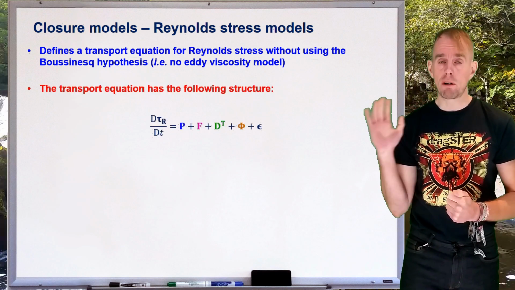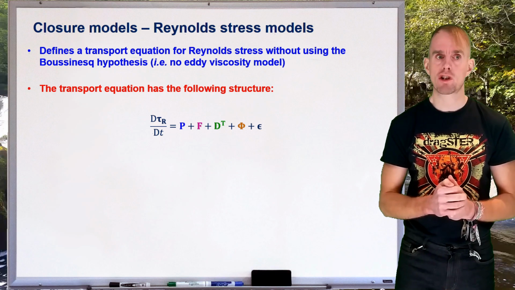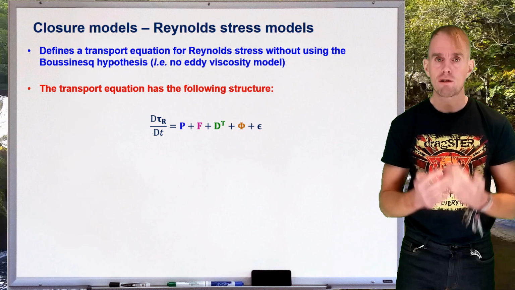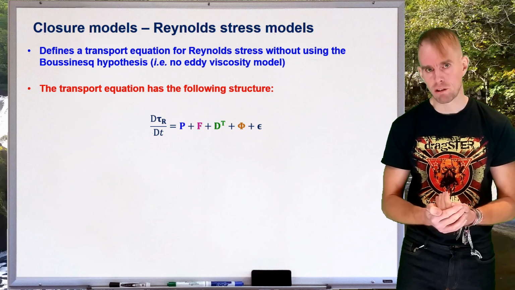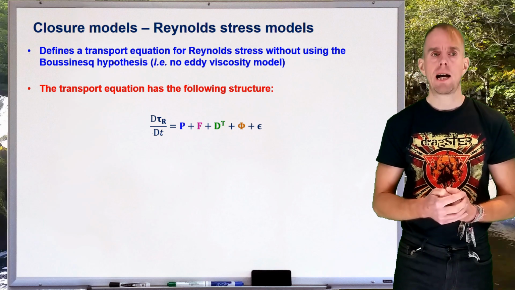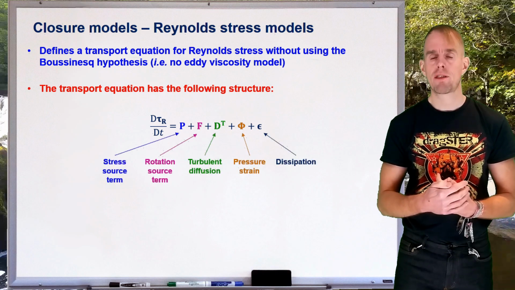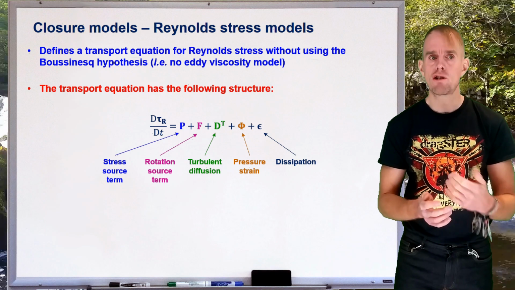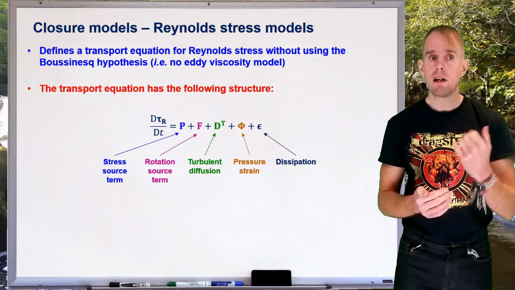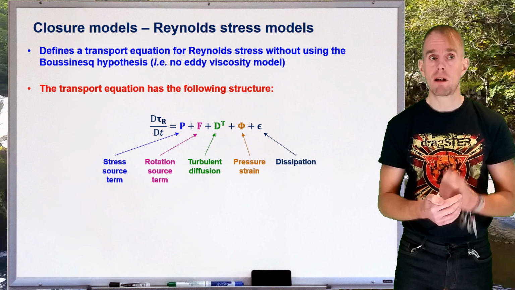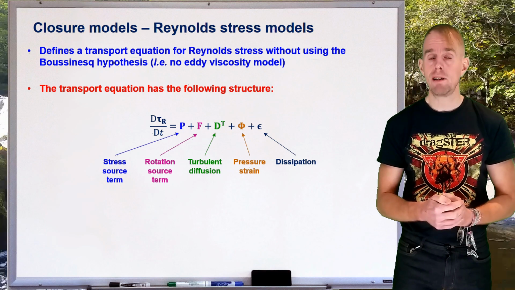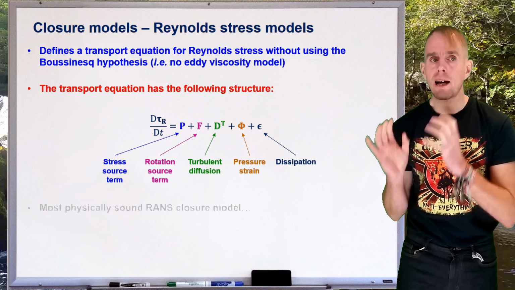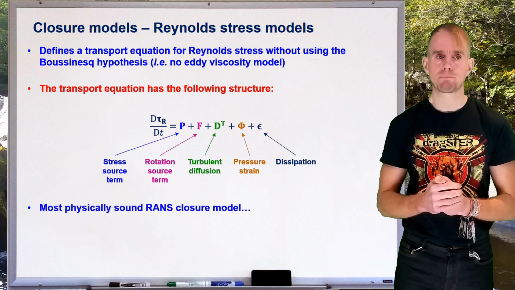And what you can write is a transport equation of the following structure. Tau r here, if you remember, is my Reynolds stress tensor. So this is a transport equation now for a tensorial quantity, not a vector quantity. And we have on the right-hand side things such as P, your stress source terms, F, your rotation source terms, D, your turbulent diffusion source terms, phi, your pressure strains, and epsilon, your dissipation. And of course, each of these terms has to have a physics model underpinning it.